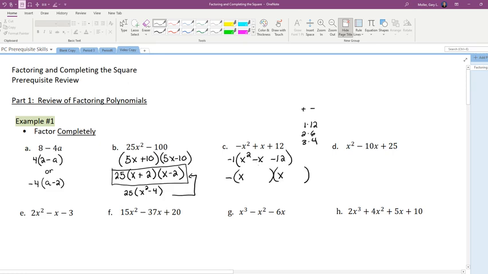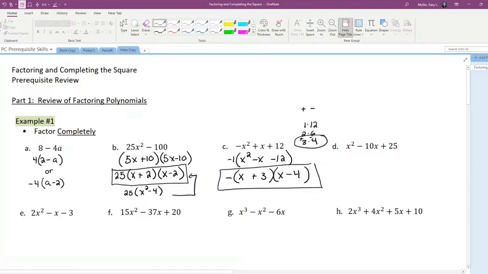So I'm looking for those that basically will subtract to be 1, 4, and 3, but I want the result to be a negative 1. And so that means the negative will be on the 4 and the positive on the 3. So it's x plus 3, x minus 4. And then check to make sure there's not anything more you can factor, and then you're done.